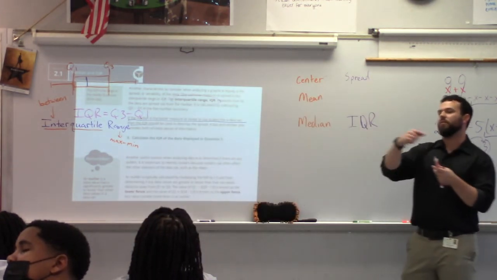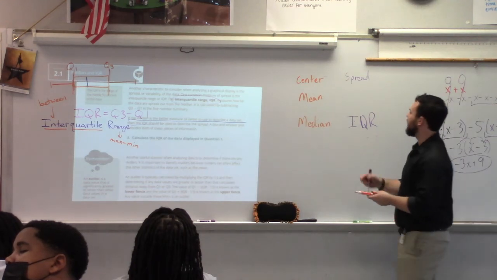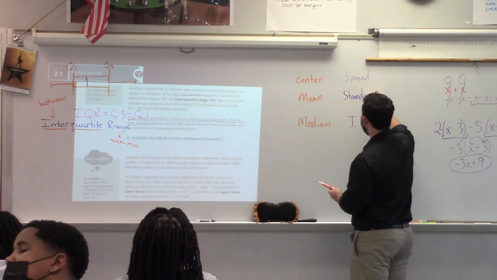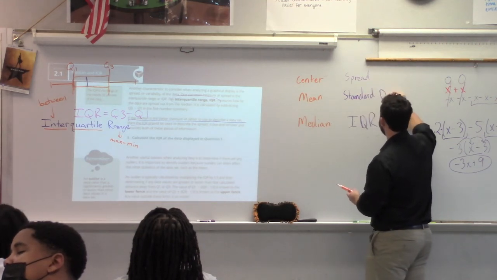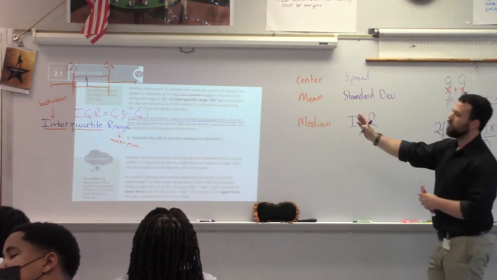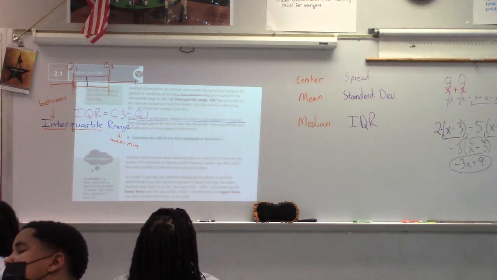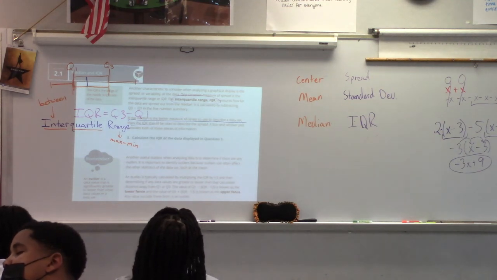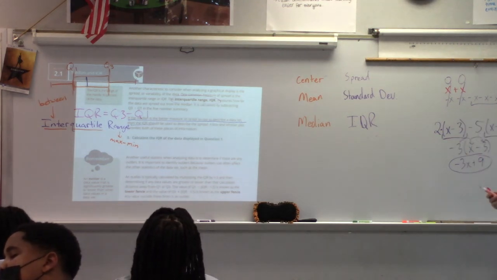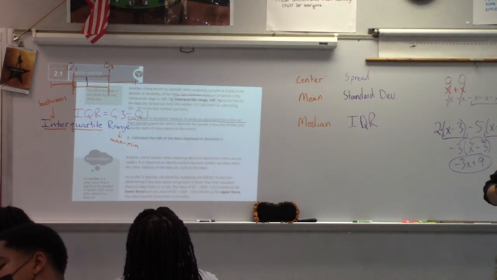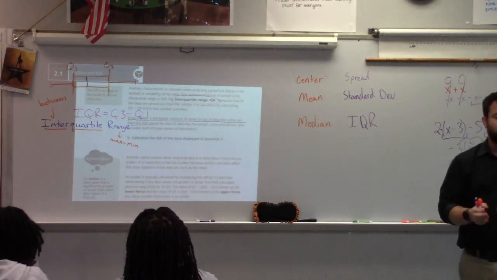The next measure of spread that we'll look at in the next lesson is standard deviation. We'll get to that later, but note that the IQR goes with the median. Standard deviation is going to go with the mean. Now look at number 3, and work with your group. It shouldn't take us too long. Calculate the IQR of the data in question 1.